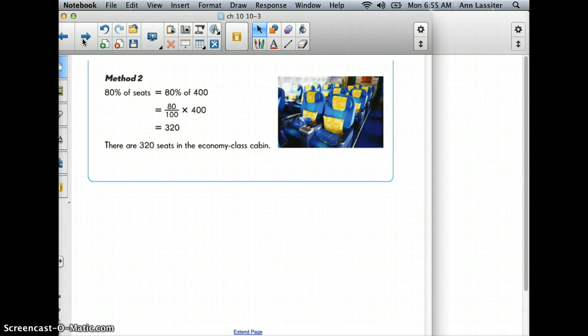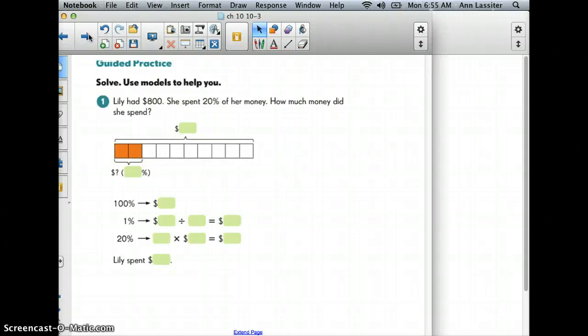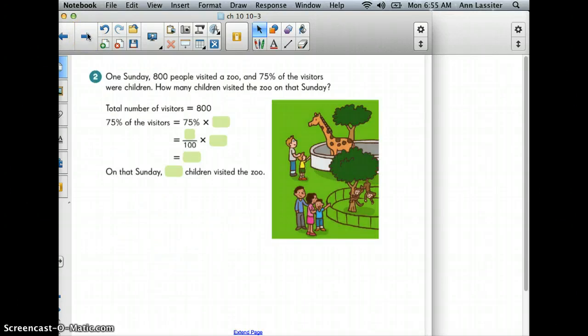Another method is to just translate it into a mathematical expression. 80% of the 400, you write the 80% as a fraction times the whole number, and you come up with the same solution. I'm going to pause here to do the first guided practice, and then pause here to do the second guided practice.